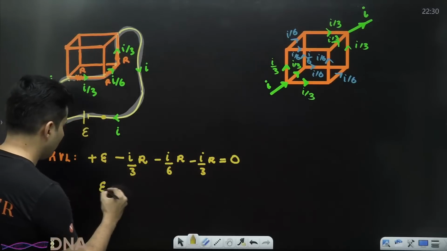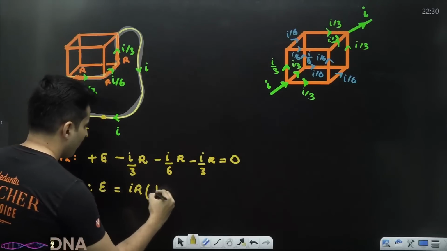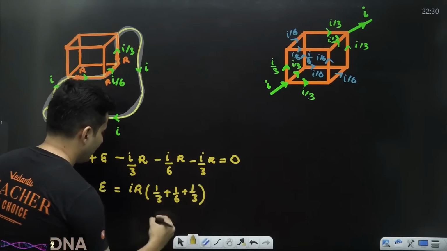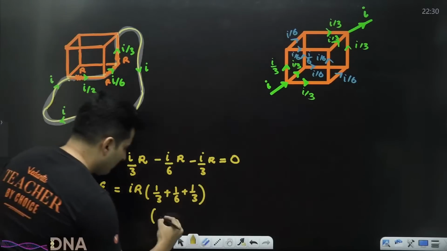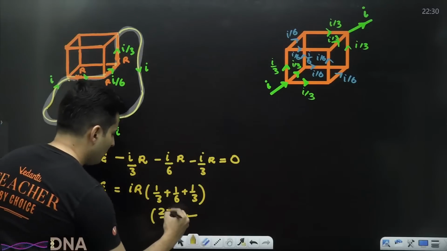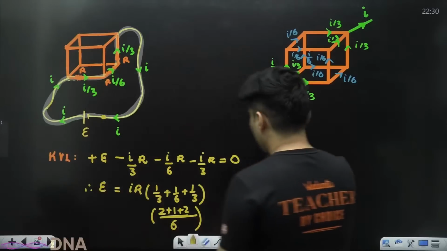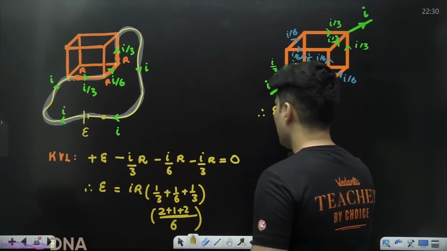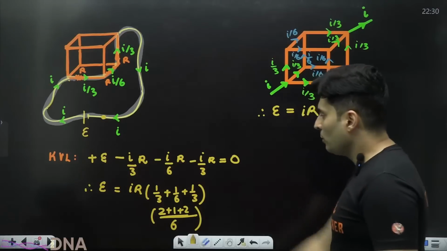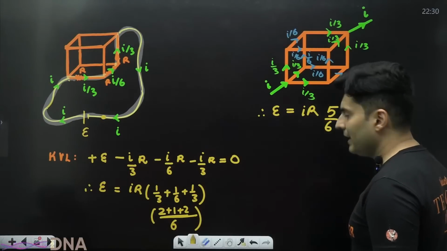Take all these on the other side. So I'll have IR times 1 by 3 plus 1 by 6 plus 1 by 3. LCM of course is 6. So this will be 2 plus 1 plus 2. So therefore E will be equal to IR times 5 by 6. 2 plus 1 plus 2 is of course 5. So that's what I will get.